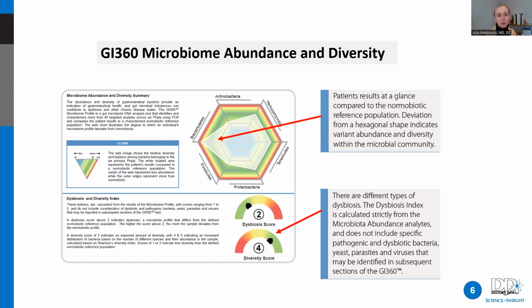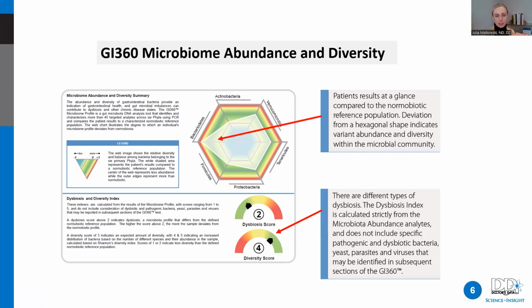The other excellent thing about GI360 is we start with broad-based information. So here we have the bacteria organized by phyla. We have the 6 main phyla of the bacteria, and you will see this in GI360, but if you're perusing research, you will also see these phyla named as well. So the Actinobacteria, Verrucomicrobia, Fusobacteria, Proteobacteria, Firmicutes, and Bacteroidetes. So this is the patient's result graphed by phyla.